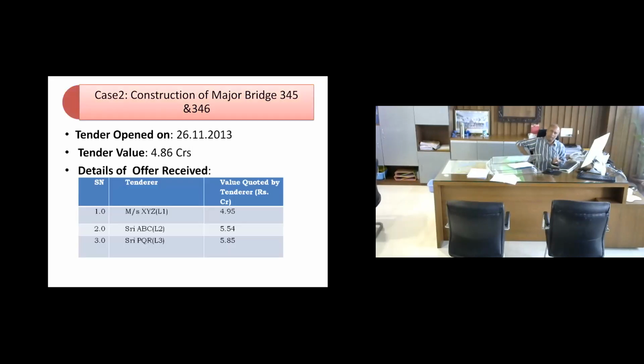Okay. Please have a look at these figures. Like say, the tender was opened on November 13. Tender value was 4.86 crore. And these were the offers received. I have not given names, we will discuss the names also. And these are the offers. If you look at 4.86, 4.95 is a simple one. Then second lowest, third lowest and all. So it appears to be a very simple case.